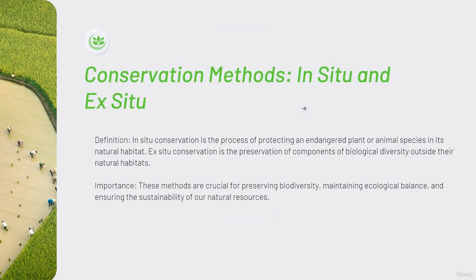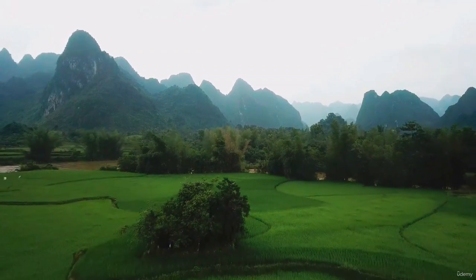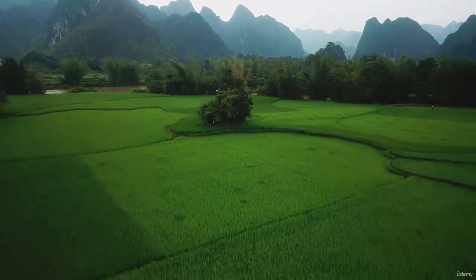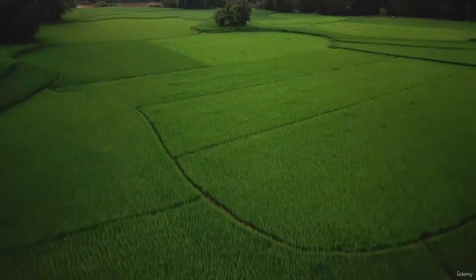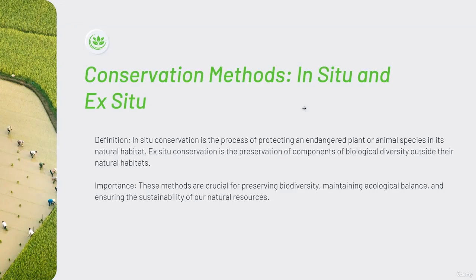Now, what are different ways of conservation? One is in situ and the other is ex situ. In situ conservation is the process of protecting an endangered plant or animal species in its natural habitat. For example, tiger. Tiger as an animal is getting extinct because of hunting. So we need to protect the species of tiger in its natural habitat. That is, the tiger lives in the forest. So we need to protect the forest. And if we are able to protect the forest, we can protect the tiger as well.